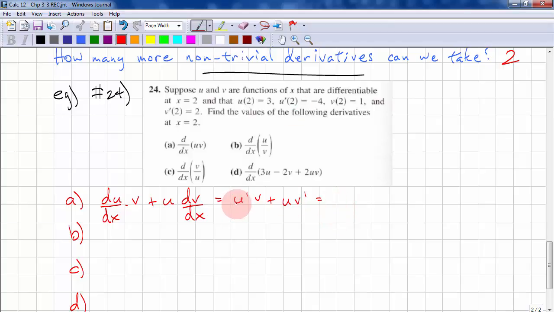So u prime is here, -4. V is 1, plus u is 3. V prime is 2. So we have -4 plus 6, and our answer is 2.